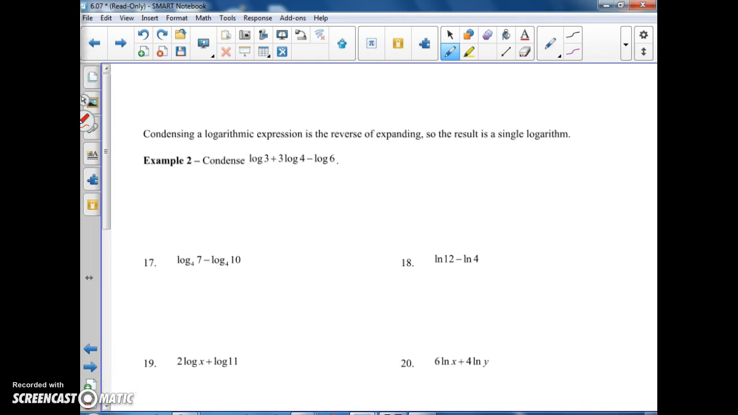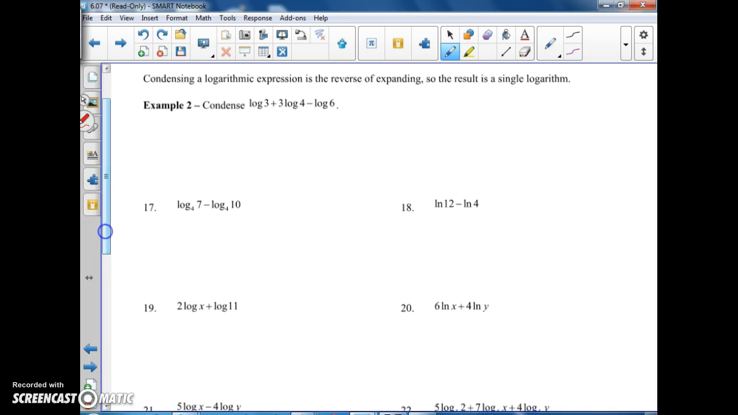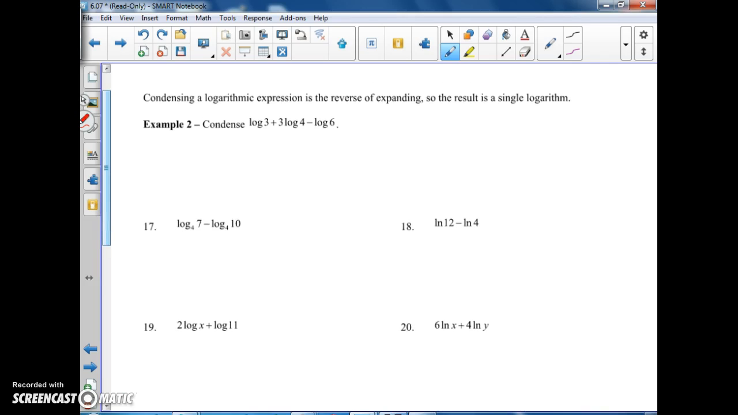Now we're going to learn how to condense the log, how to make it smaller. Okay, so look at example 2. Condense log 3 plus 3 log 4 minus log 6. Okay, so what do you think is the first thing you're going to do? You're going to be working backwards. What's the first thing you do?